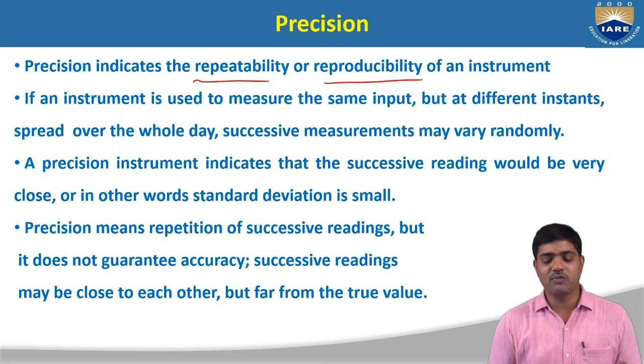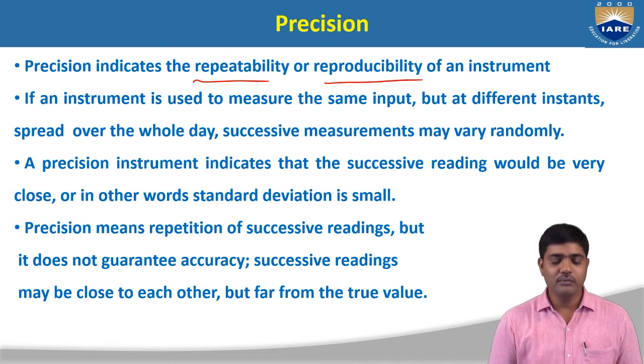So this precision of a measurement instrument indicates that the successive readings would be very close, or in other words, its standard deviation is small. Standard deviation means you are going to find the arithmetic mean of all the readings. Then you are going to talk about the standard deviation. So what is the deviation of the measured value from the arithmetic mean? That we can call the standard deviation.